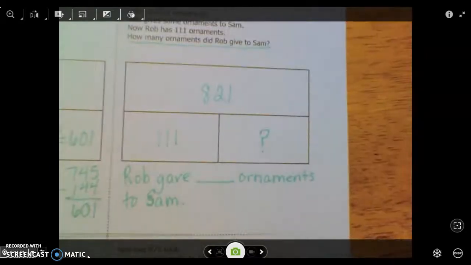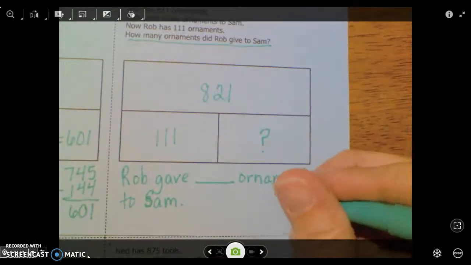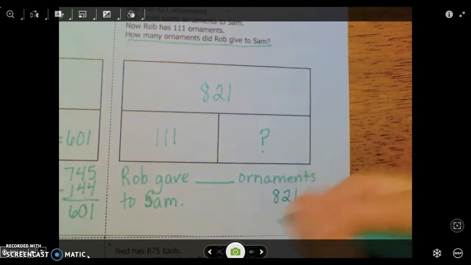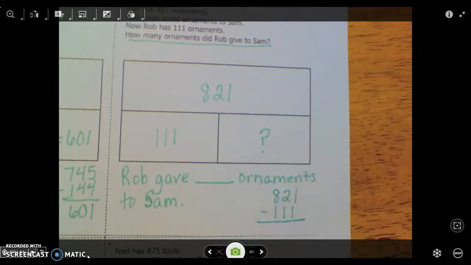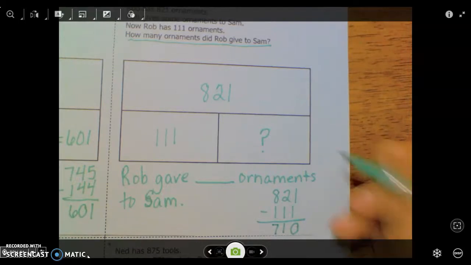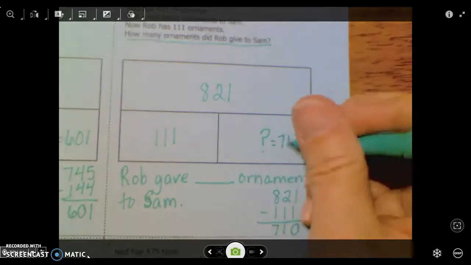Now I'm going to write my subtraction problem down here. 821 minus 111. Okay. Go ahead and write that problem. Pause if you need to. And now I'm going to subtract. I have 1 minus 1 is 0. 2 minus 1 is 1. 8 minus 1 is 7. So my missing piece is 701.